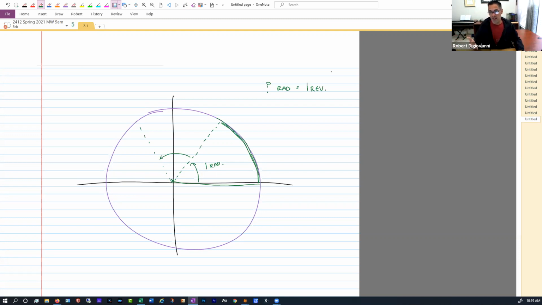I heard someone say it. Pi radians is 180 degrees, so it would be 2 pi radians. So this is the first time that we're seeing this. 2 pi radians equals 1 revolution.